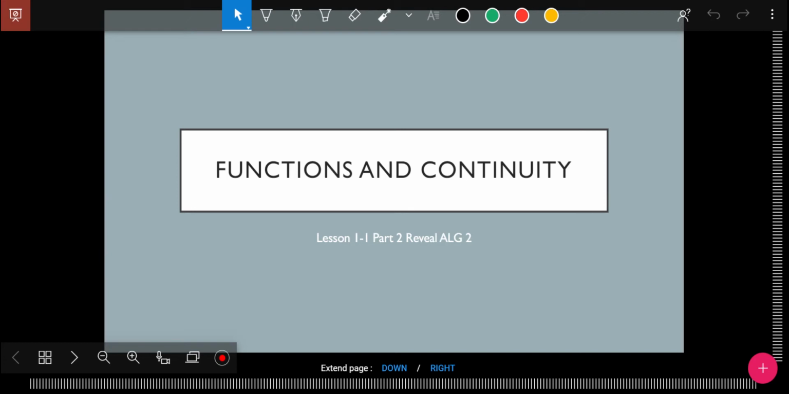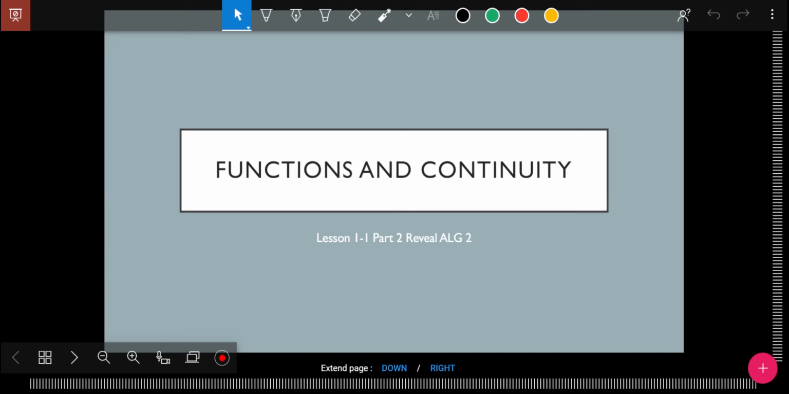Now let's quickly review. 1-1 part 1 had domain and range. That was a big part of it. And so which one of those represents the x values? Hopefully you thought about that and picked domain.